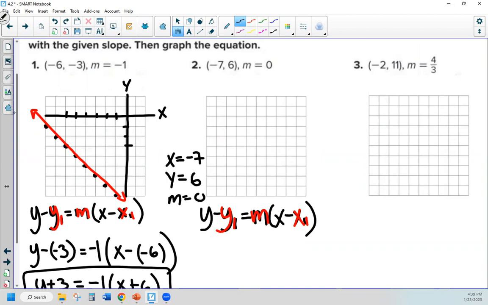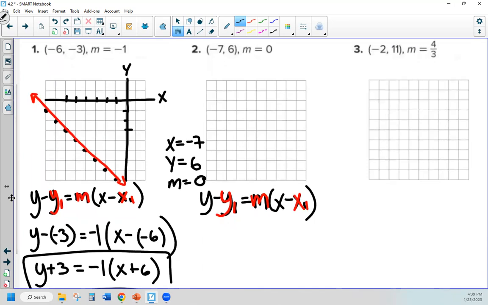Oh, that's kind of weird, a slope of 0. Let's start to think about that for a second. What is a slope of 0? Remember that slope is how much a line tilts. As you can see, this line right here, it goes to the right one, down one, right one, down one. So that is the tilt that this line has.